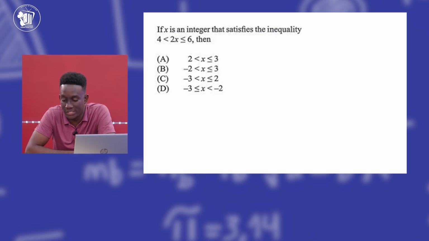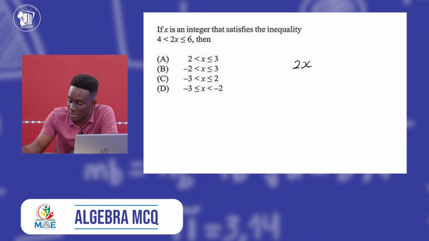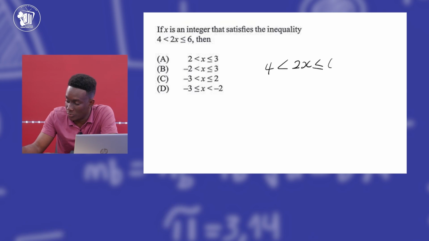So the next question says, if x is an integer that satisfies the inequality, so we have 2x is greater than 4, but less than or equal to 6, then we want to know what would be x as an integer that would satisfy this inequality. So we put the 2x in the middle, it's greater than 4, but less than or equal to 6.